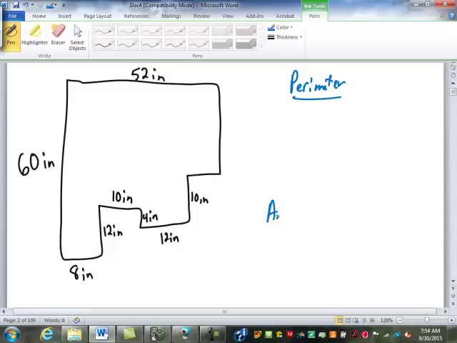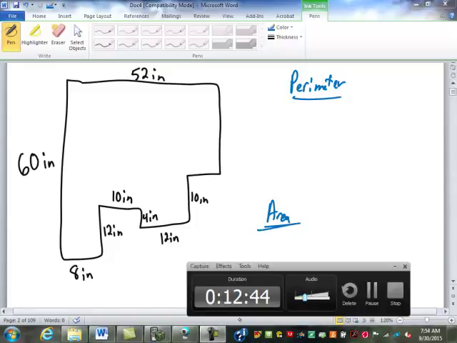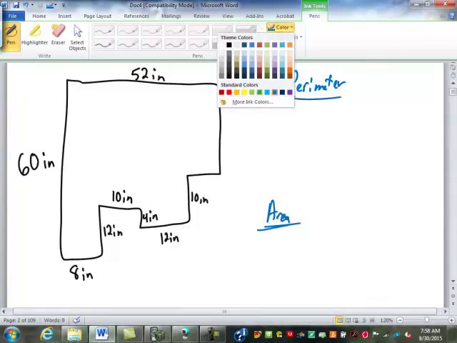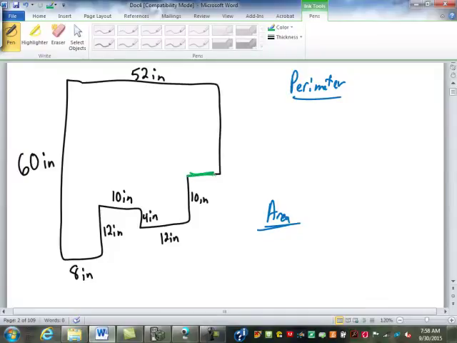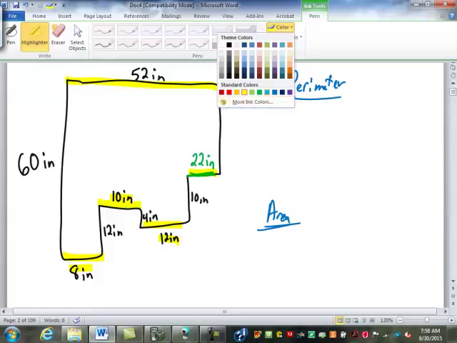Find the perimeter and the area. Perimeter? Of course, the first thing we need to do is find missing dimensions. Let's do that. What's this dimension here have to be? Well, we've got 52 across here, so we have to have 52 across these horizontal dimensions, right? So 8 and 10 is 18, 30. That has to be 22, right? Yes, not drawn to scale. Not even close. You are correct, sir.